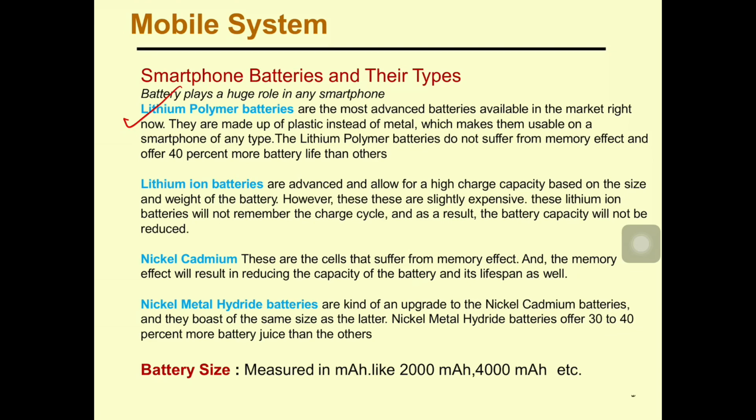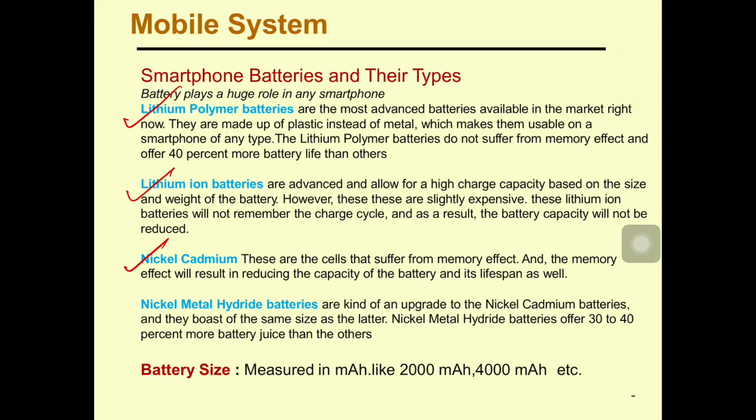Okay. Next one is the lithium ion battery. Lithium ion batteries are advanced and allow high charge storage capacity. Okay. It is based on the size and weight of the battery. Hence, as it provides better quality, it is slightly expensive. Okay. Now the nickel cadmium battery, these are cells that suffer from the memory effect, and the memory effect will result in reducing the capacity of the battery and its lifespan as well.